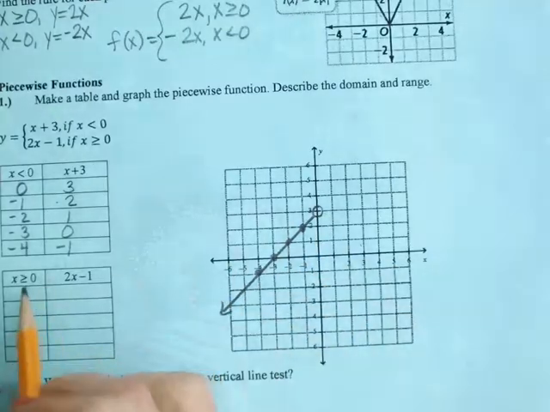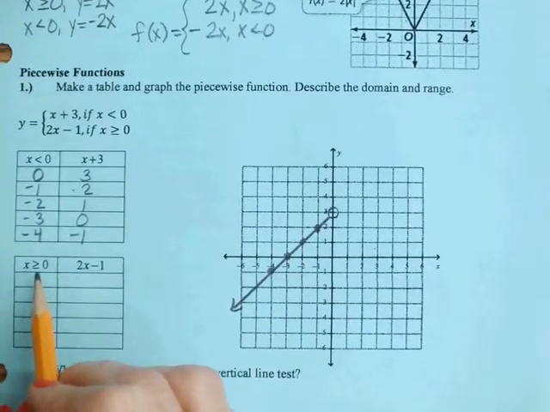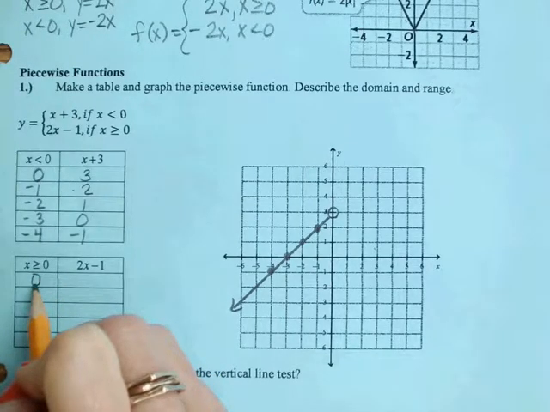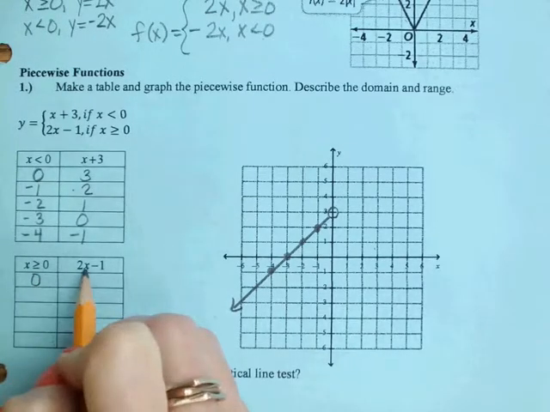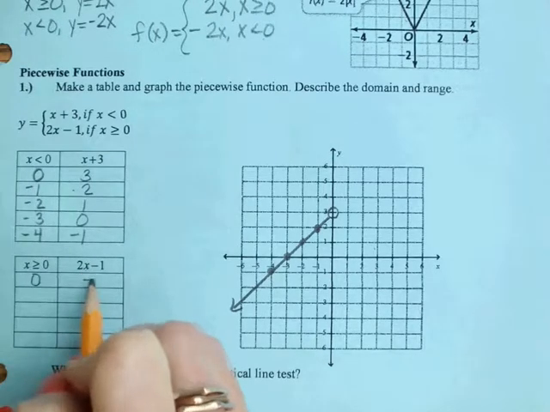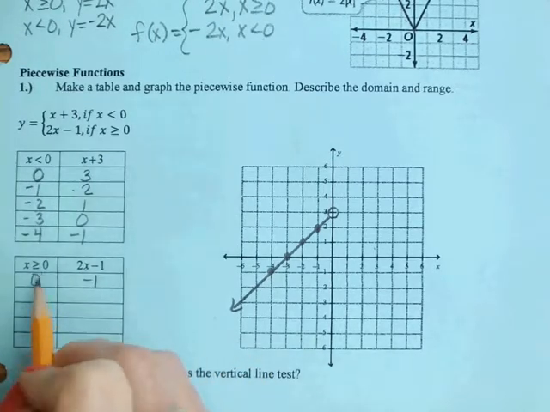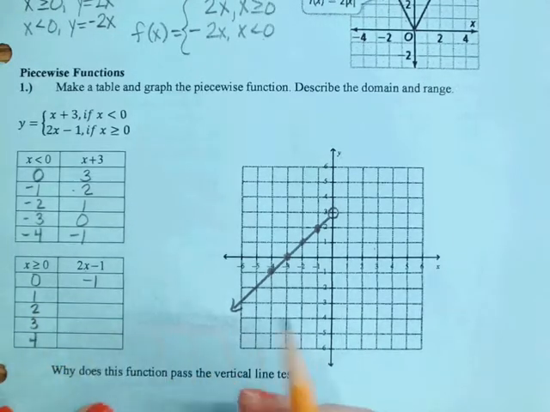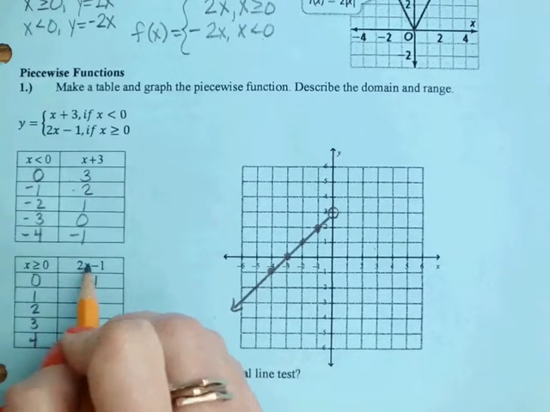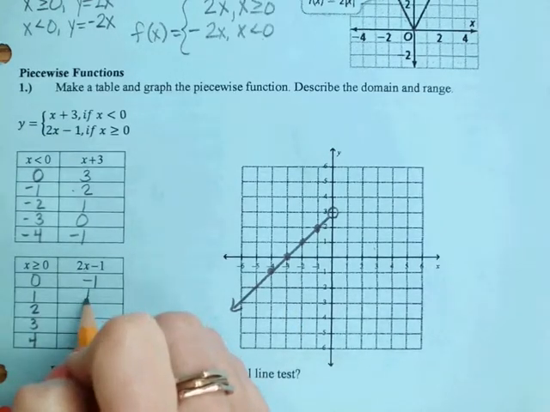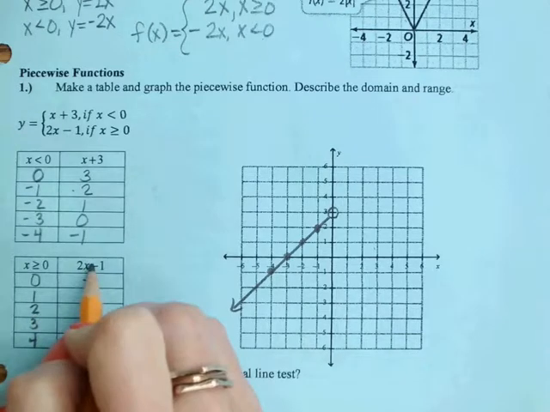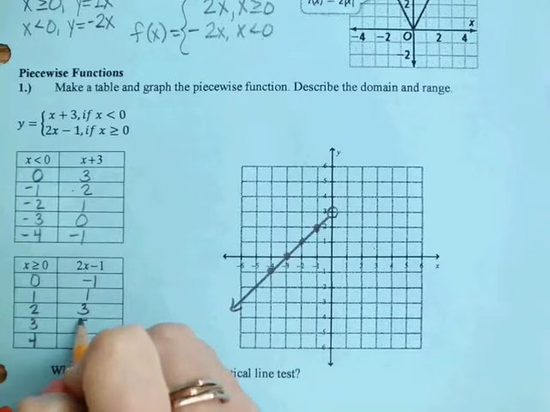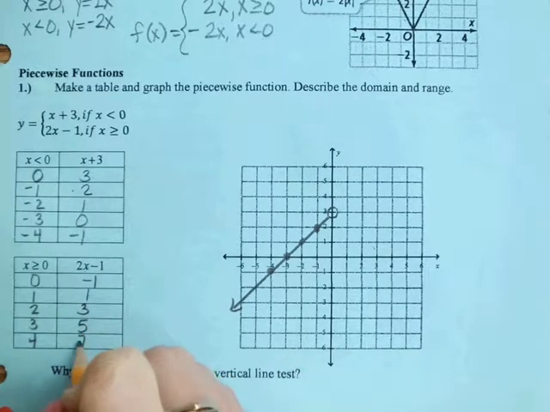For our next one, x is greater than or equal to 0. Again, we're going to include 0, but when we use 0, we can use a closed circle for that. We just put 0 in for x, so it is going to be negative 1. And then again, this is all values greater than 0, so 1, 2, 3, 4. I'll put 1 in for x, so 2 minus 1 is 1. Then we have 2 in for x, so 4 minus 1 is 3. 6 minus 1 is 5. 8 minus 1 is 7.